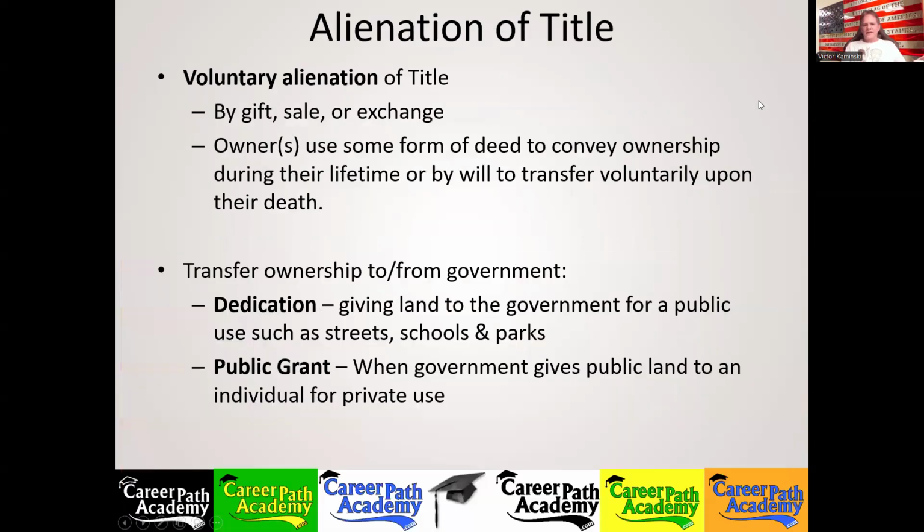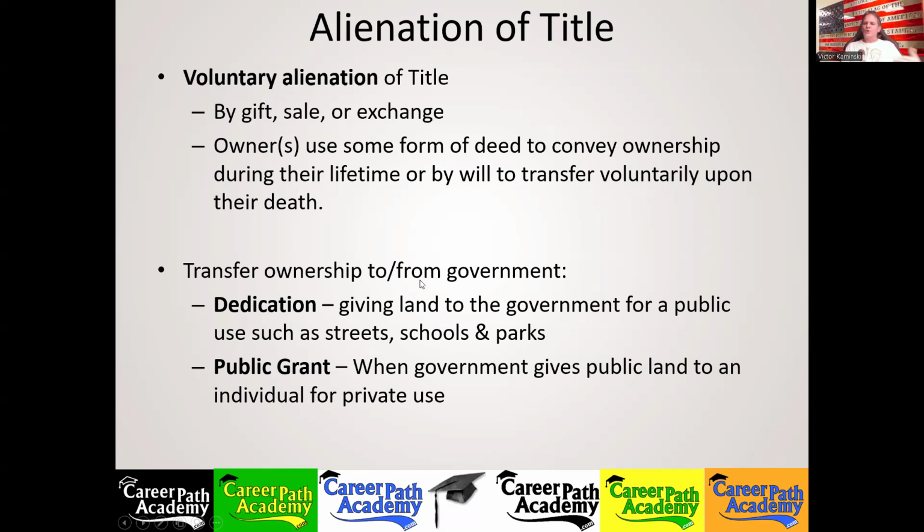So a voluntary alienation can be done by a gift, sale, or exchange of property. The owners will use some form of deed to convey that ownership interest or partial ownership interest during their lifetime or by will to transfer voluntarily upon their death.